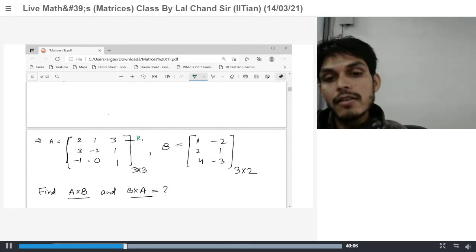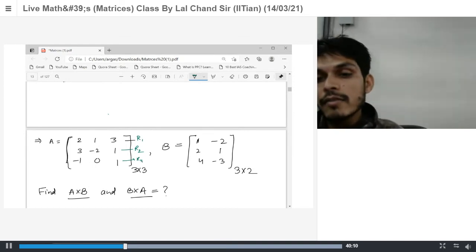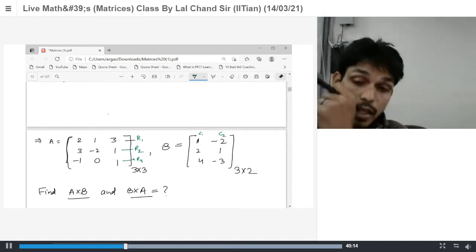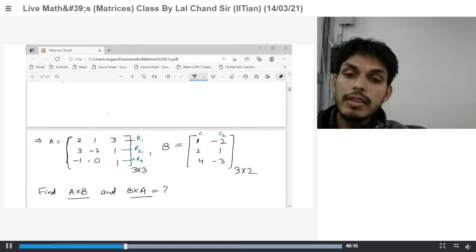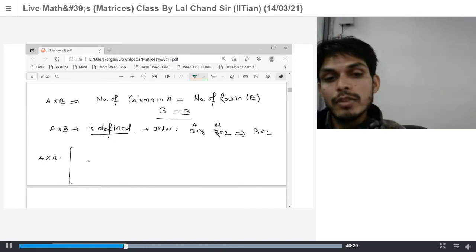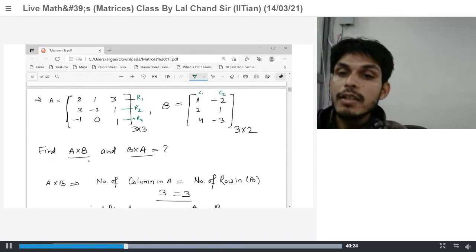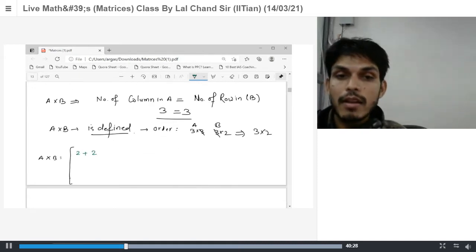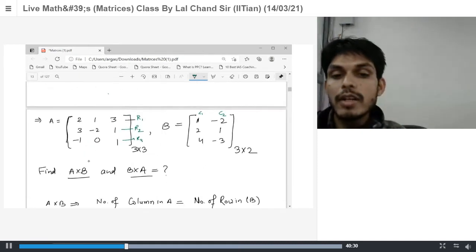And this is R2. And this is R3. So here I have this is C1 value and this is C2 value. Okay. So R1 C1. So we have 2 into 1, 2, plus 1 into 2, this is also 2. And 3 into 4, that is 12.